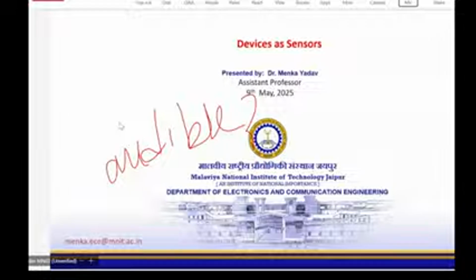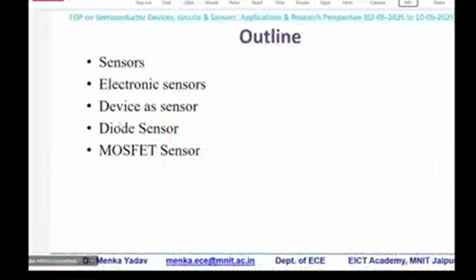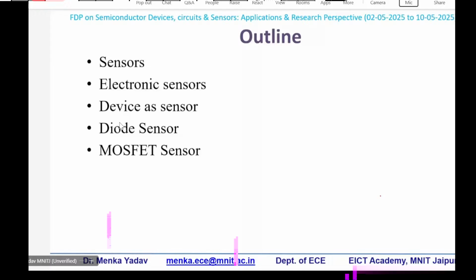Yesterday's session, which was taken by the scientist from a CSIR lab, was very much effective. That was based on MEMS sensors, right? So MEMS sensors take into consideration micro electromechanical systems. Your device can be there or cannot be there, but the MEMS fabrication is a little bit different. Today we are focusing on the theory part, how sensors are prepared with the help of MOSFET based, maybe tunnel FET based, diode based devices, etc.